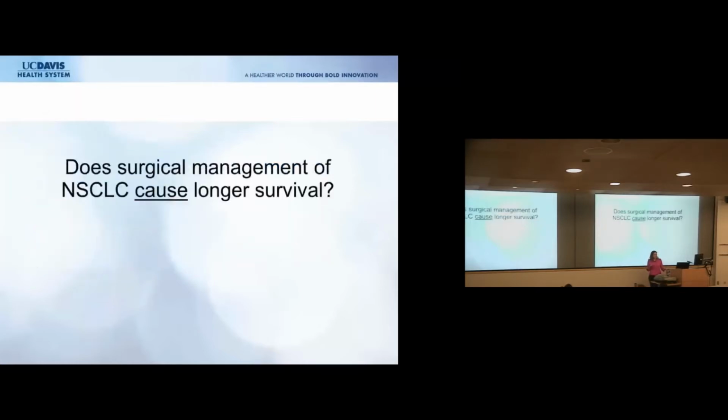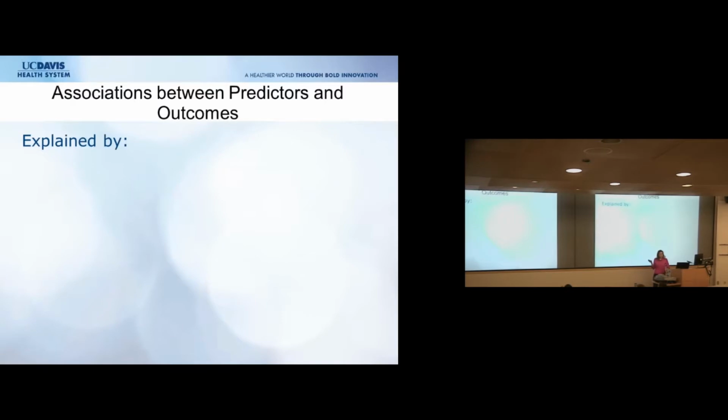So, does this mean that surgical management of lung cancer causes longer survival? Does what I just showed you mean that? No, not at all, right? When we talk about the relationship between predictors and outcomes, they're explained by certain things. So chance. Sure, maybe it just happened that randomly all the people who had surgery in my study were going to do better anyway, okay?